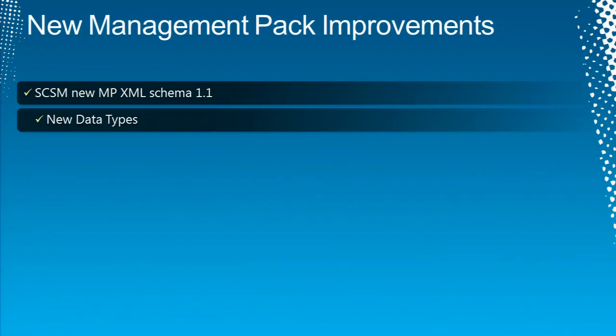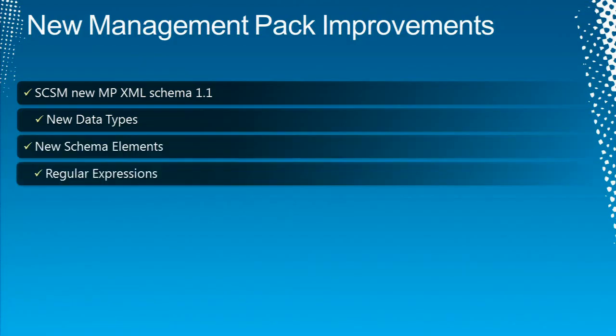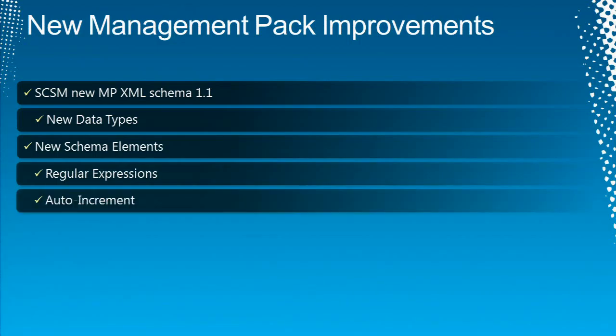Now, this new management pack XML schema introduced some new data types. For example, we can now use binary data types to store large pieces of information. We have rich text enumeration. Enumeration will be used, for example, to define a list and then predefine values of those lists. We will see that later on today. And we also have new schema elements like regular expressions, auto increment. That's the one thing that we will use today as well.